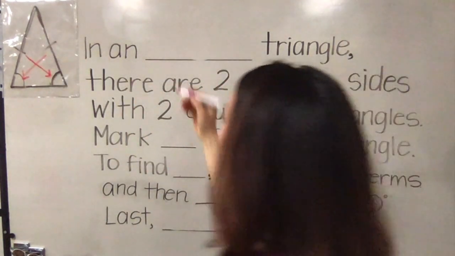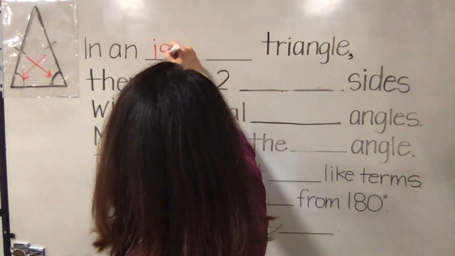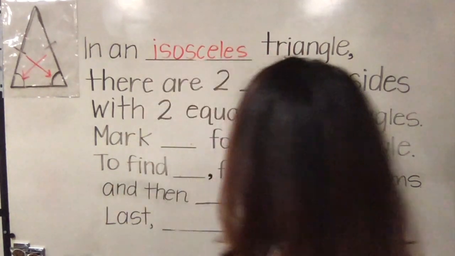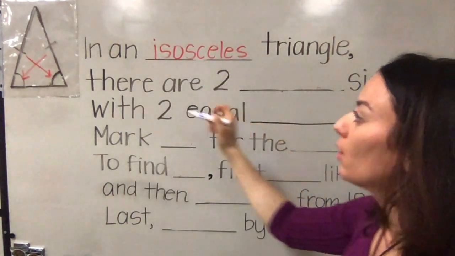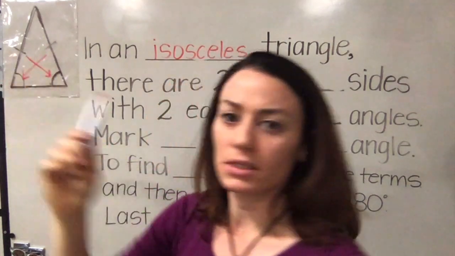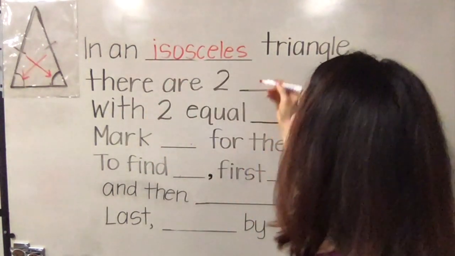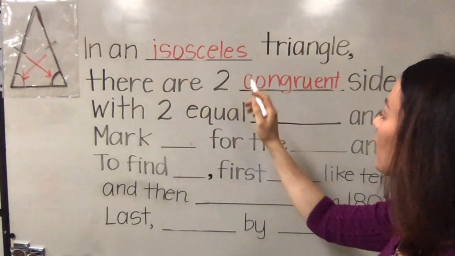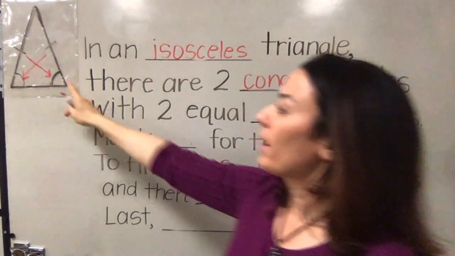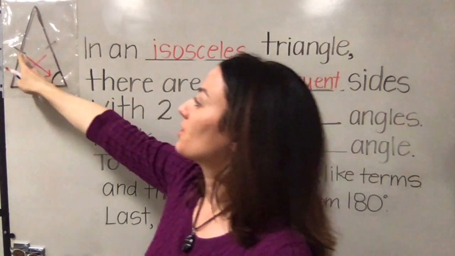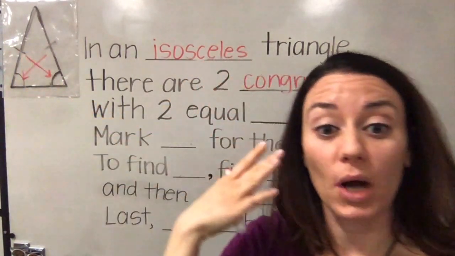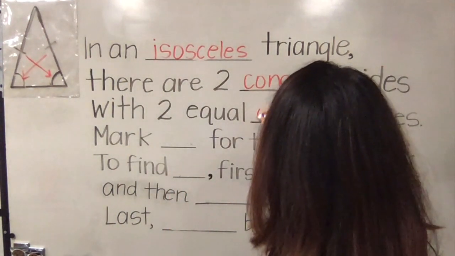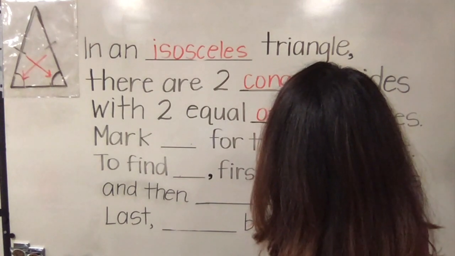So in an isosceles triangle, there are two, what type of sides are these? They're equal. What's the word for equal in geometry? It's congruent. Good. With two equal blank angles. Where are these angles in relation to the sides? They are opposite, which means they're across. Okay? So two equal opposite angles.